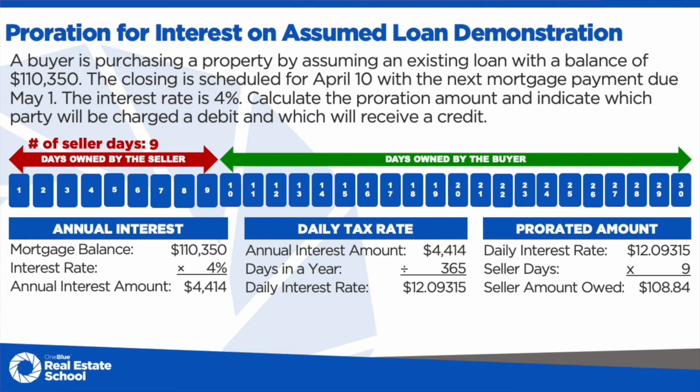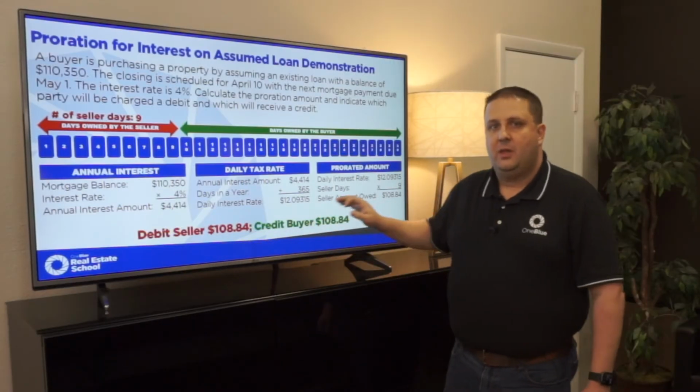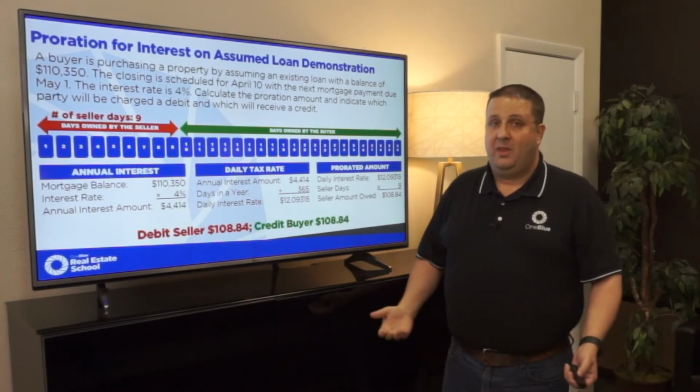$108.84. Now we have to know who gets the debit, who gets the credit. Since we're taking money from the seller and we're giving it to the buyer, that's going to be a debit seller, credit the buyer. What do you think?